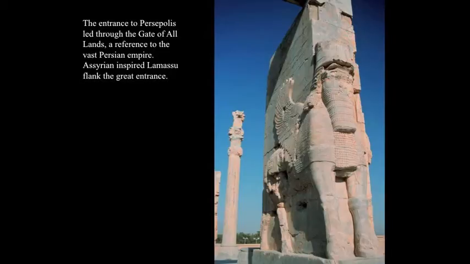The entrance that we're looking at here to Persepolis led through a gate that was called the Gate of All Lands, and it was intended specifically to refer to the vast conquered spaces of the Persian Empire. And again, here we can see clearly these Assyrian Lamassu. In the background, we can also see one of the columns of the Apadana, and we'll be talking about those a little bit more when we look at some other examples.